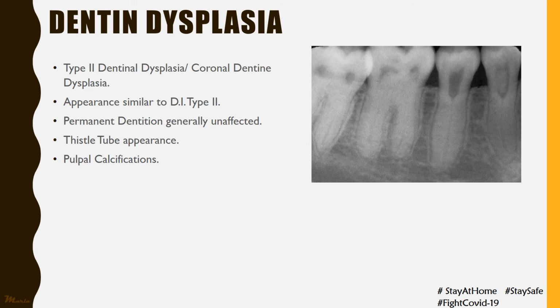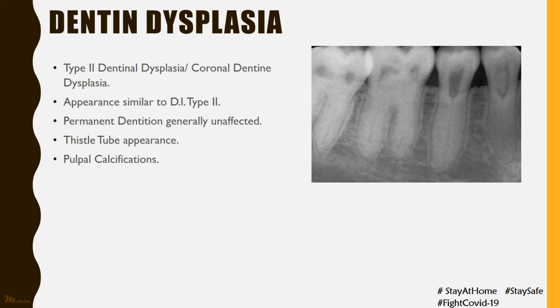Type 2 dentin dysplasia is also known as coronal dentin dysplasia. That is because here the root development is not affected. The appearance of type 2 dentin dysplasia is similar to that of dentinogenesis imperfecta type 2. Such teeth may show the opalescent appearance. Type 2 dentin dysplasia generally affects the deciduous dentition, with the permanent teeth generally unaffected.